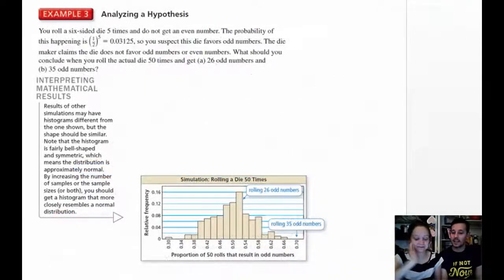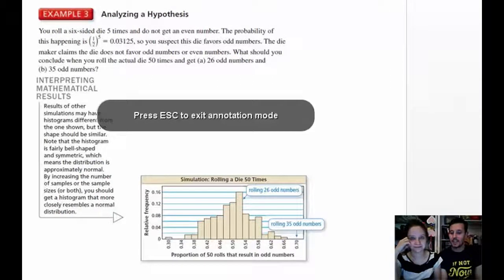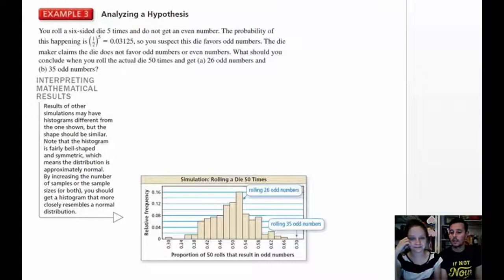Example 3, analyzing a hypothesis. You roll a 6-sided die 5 times and you do get an even number. The probability of this happening is 1/2 to the 5th. 1/2 because that's the chance of rolling an odd or an even. So you suspect this die favors odd numbers. The die maker claims the die does not favor odd numbers or even numbers. In other words, it's a fair die. What should you conclude when you roll the actual die 50 times and you get A, 26 odd numbers, and B, 35 odd numbers?